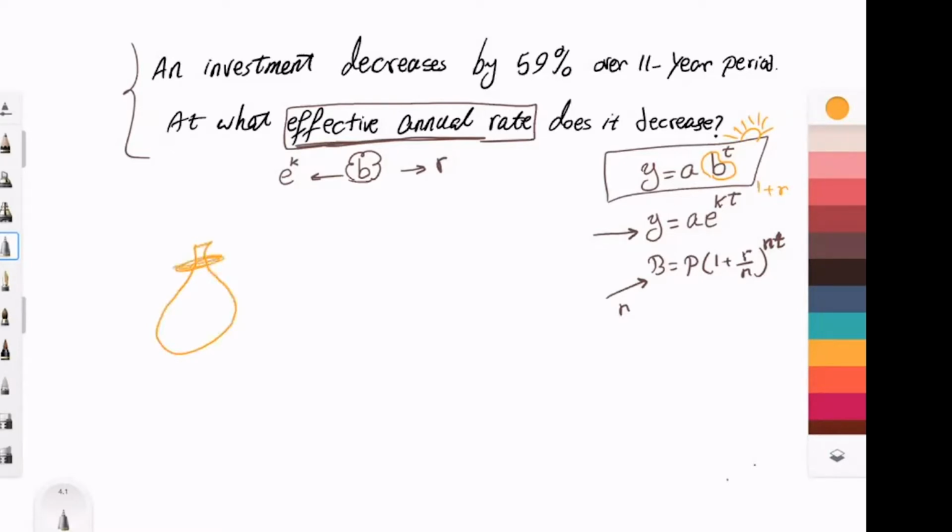let's say right now we have that much money in a stock market, for example. After 11 years, this will decrease 59%. So how much money do we have inside of this bag? If 59% decrease, how much money do we have? 41%. Very good.